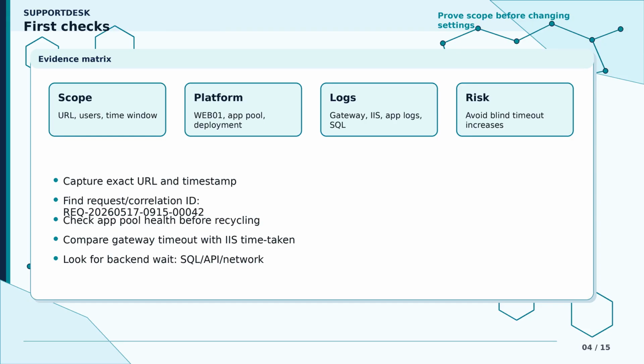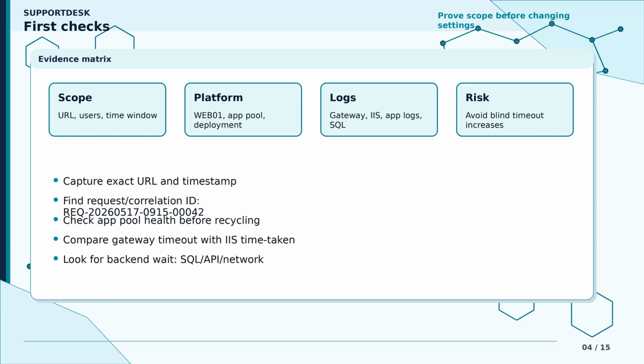The minimum evidence set is the failing URL, the approximate time window, the affected user or customer, the client IP where possible, the IIS server, the application pool, and whether the issue is intermittent or consistent. We also check for recent changes. Has there been a deployment, a configuration change, a database maintenance job, a certificate renewal, a firewall change, or a report release? This does not prove cause, but it helps focus the investigation.